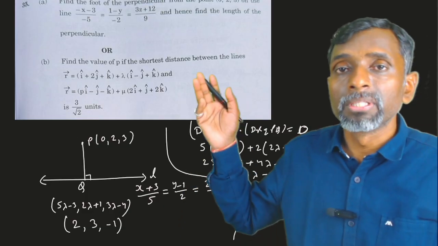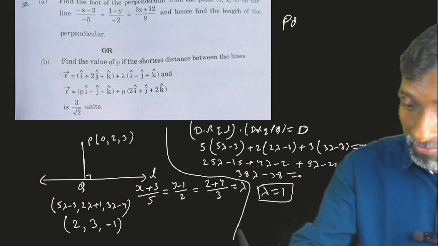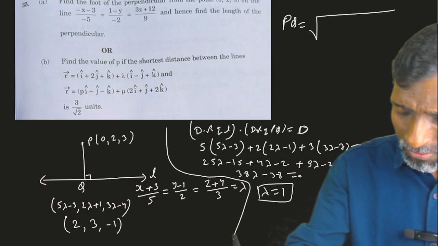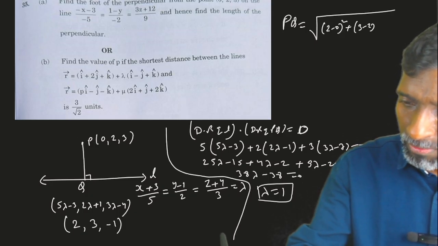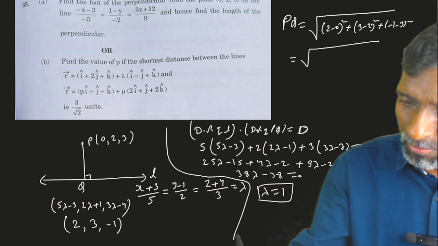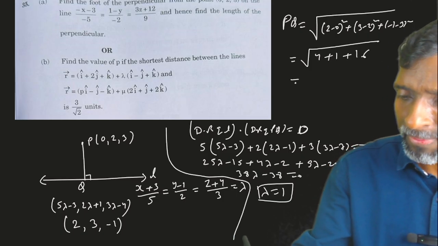Now the second question, hence find the length of the perpendicular. We can use the distance formula to find PQ. It is the square root of 2 minus 0 whole square, plus 3 minus 2 whole square, plus minus 1 minus 3 whole square. So it should be 4 plus 1 plus 16.